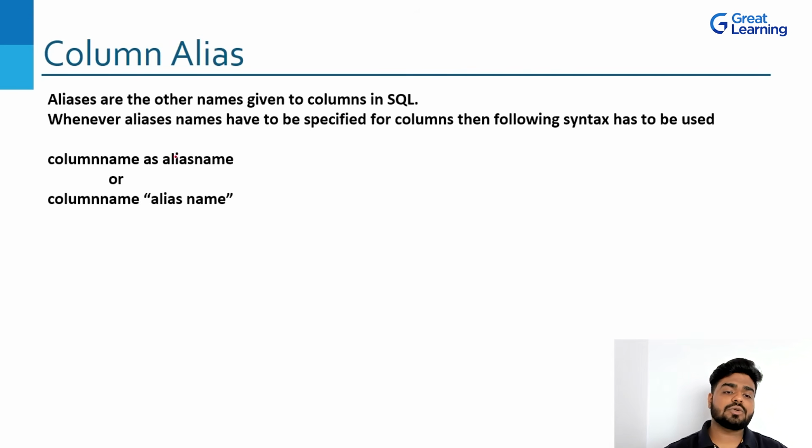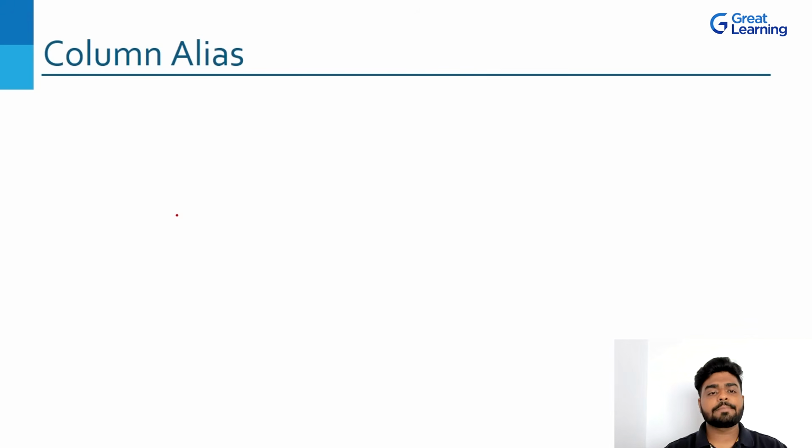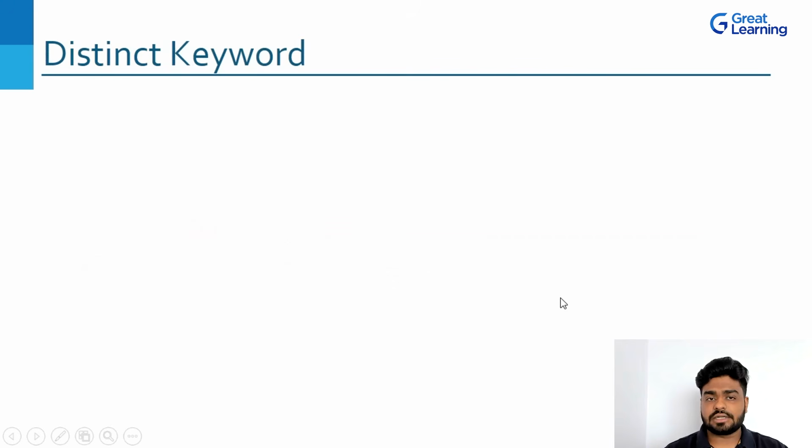We do this using two methods: we use the AS keyword, or we directly write it like this, right? So generally you must have seen employee E1, employee E2. Why do we do that? Because I don't want to write employee every time. I want to make it a shortcut. I want to write E1, E2, something like that. The alias name will never be reflected in the actual table. These are just temporary names, not the actual names present in the hard disk of the computer. So how do we write it? Select USN as registration number, name, gender, age as years old, marks as score. And this is how you will get the result, right?